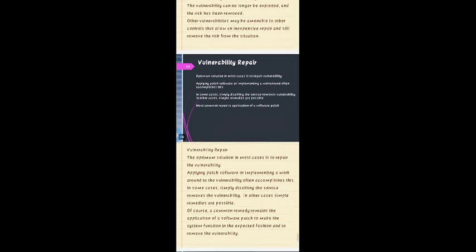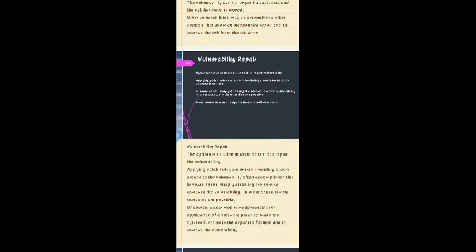Vulnerability repair. The optimum solution in most cases is to repair the vulnerability. Applying a software patch or completing a workaround often accomplishes this. In some cases, simply disabling the service removes the vulnerability. In other cases, simple remedies are possible. The most common repair is the application of a software patch.